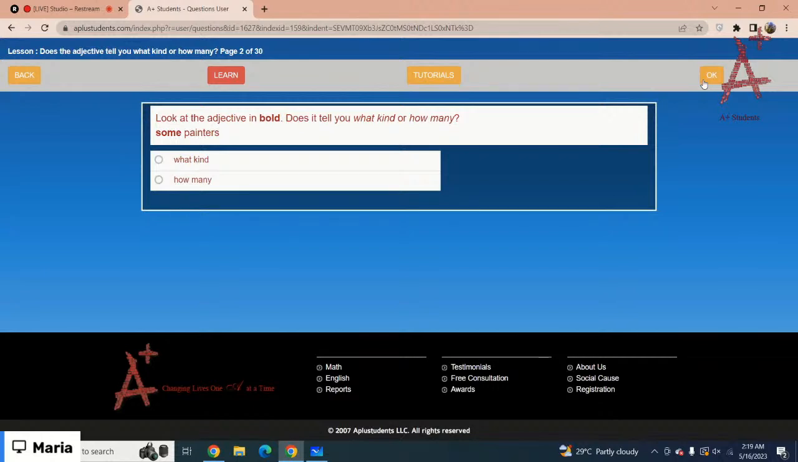Okay. Look at the adjective in bold. Does it tell you what kind or how many? So, some painters. So some means you have not an exact number, got it? But you have some, so it would be how many. Got it? The correct option is how many.